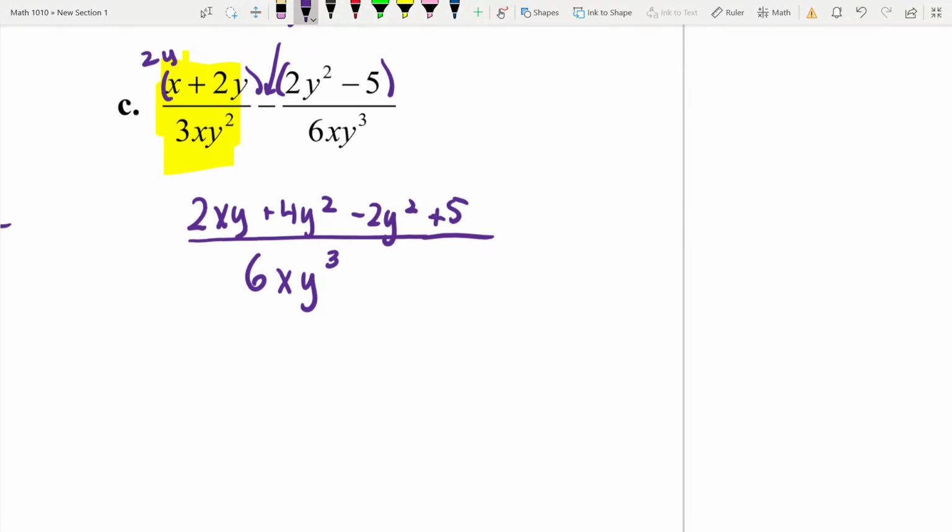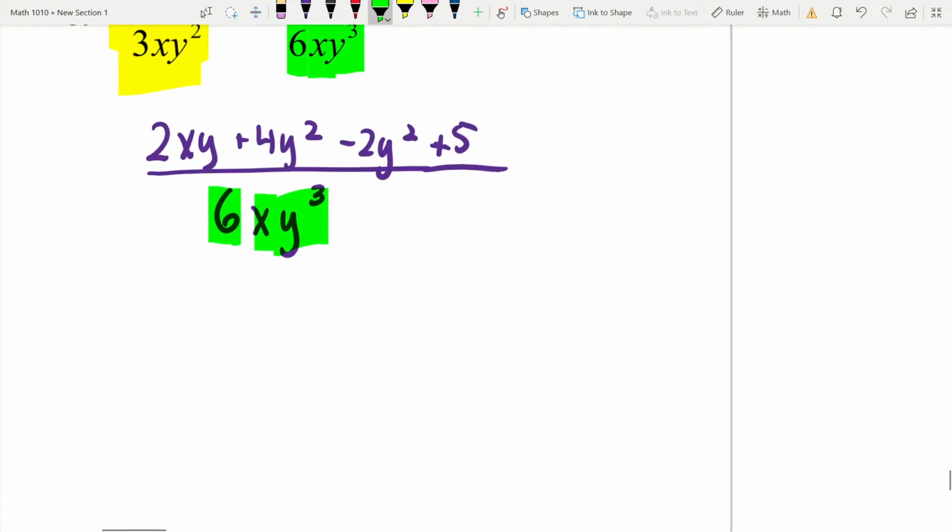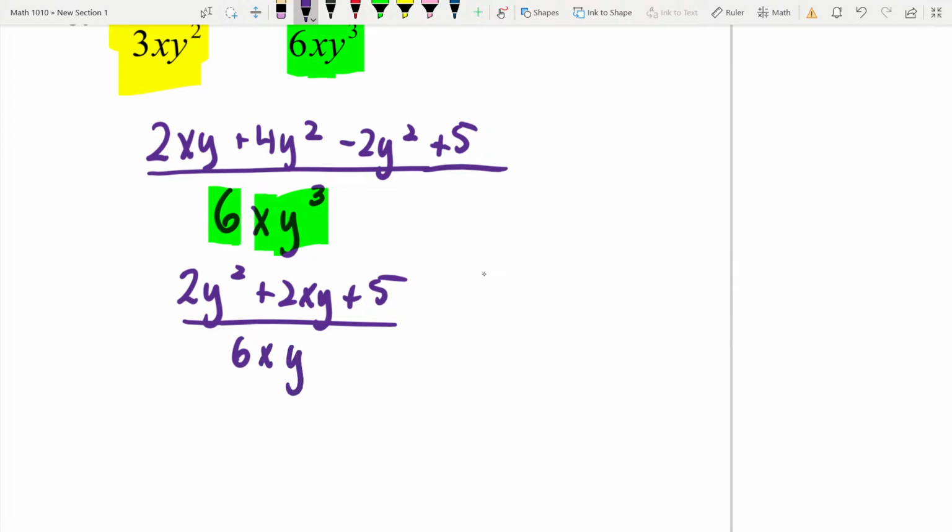Yes, sir? Say it again. No, because if you look at the bottom, buddy, look, 6, 6, x, x, y to the third, good. You okay? Okay, let's look at the top. So you have 4y to the second and 2y to the second, that's 2y to the second, plus 2xy, plus 5, all over 6xy to the third.